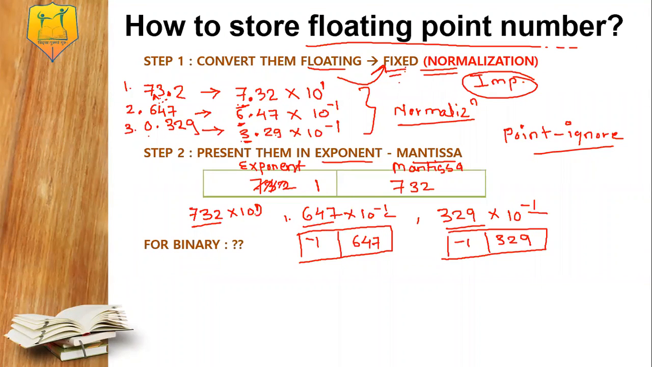But guys, again the same question: here it is used for decimal numbers, and I have to represent them in binary, because every time we can only store and add binary numbers in the ALU. So it is a simple thing: I have to convert them to binary, and then after the binary I can represent them in exponent form and in mantissa form.